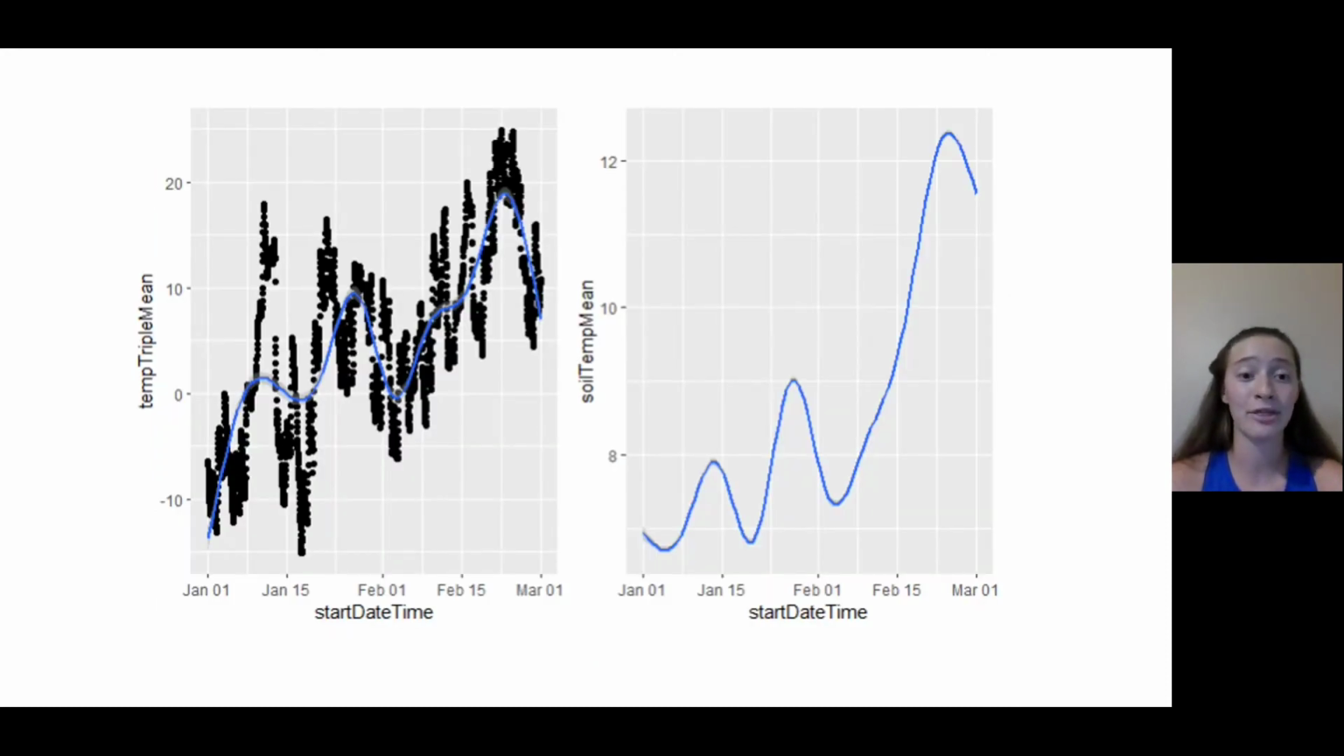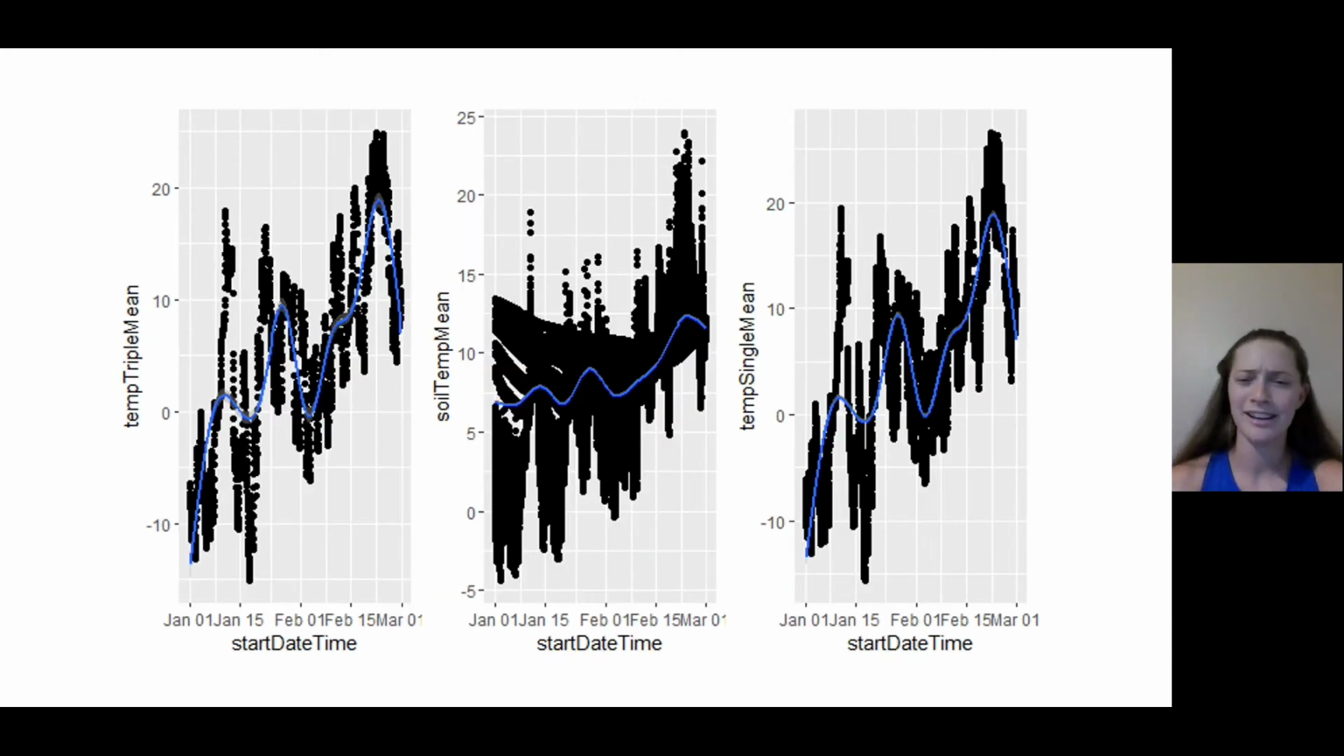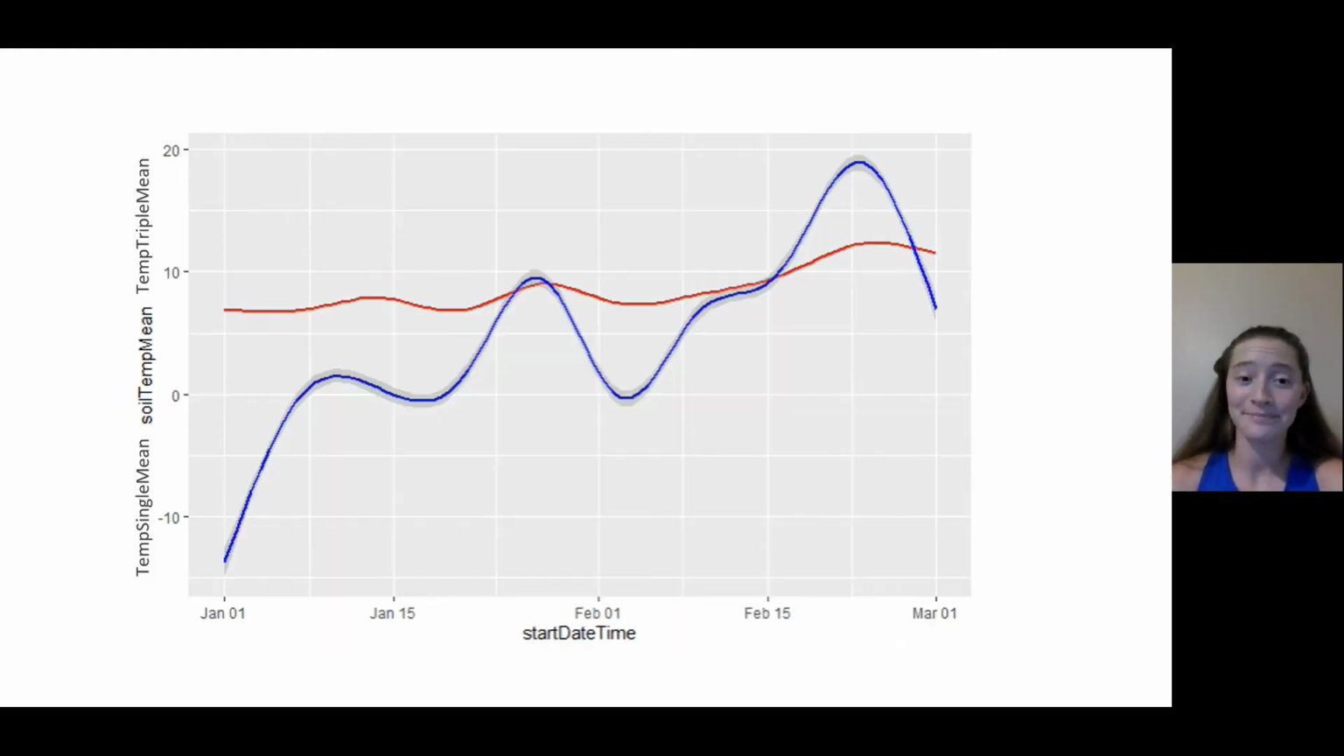I was able to combine three data sets from NEON's website. First of all, the triple aspirated air temperature, as seen on the left of this graph, soil temperature, and single aspirated air temperature, which was a good way to kind of average out my two temperatures. I was able to use point graphs, scatter plots, and smoothing functions within R to present this data on these graphs, which was a blast.